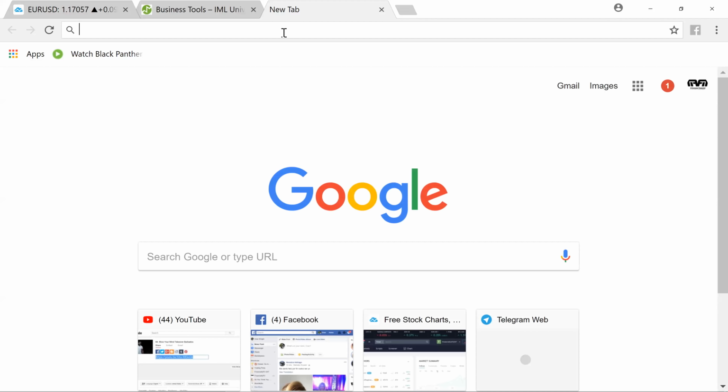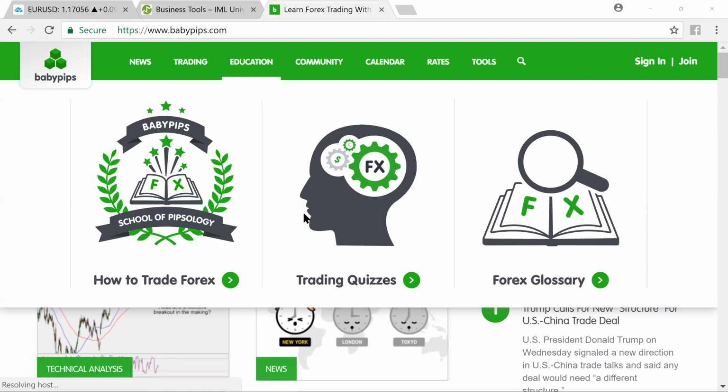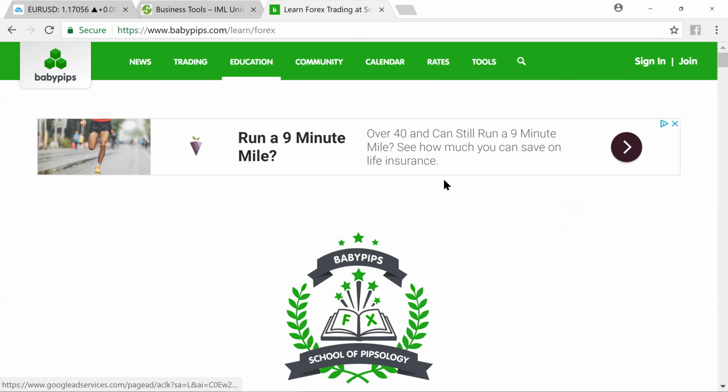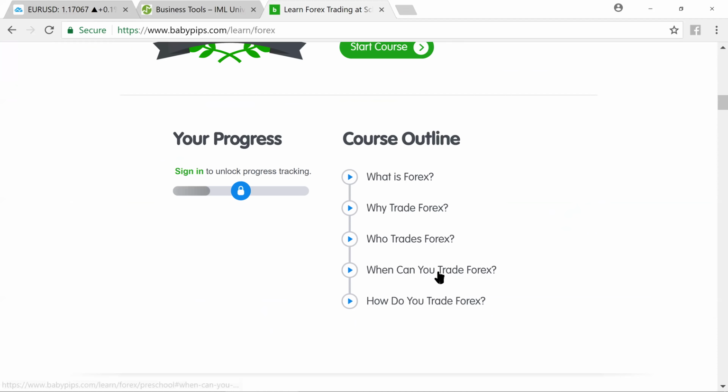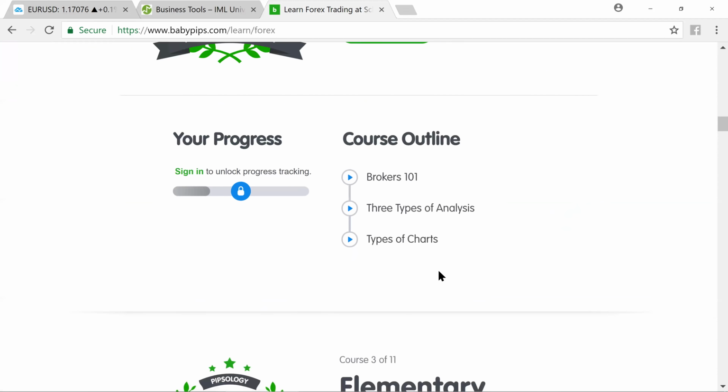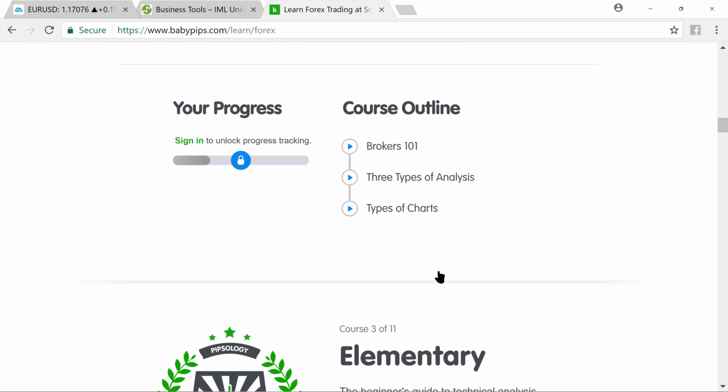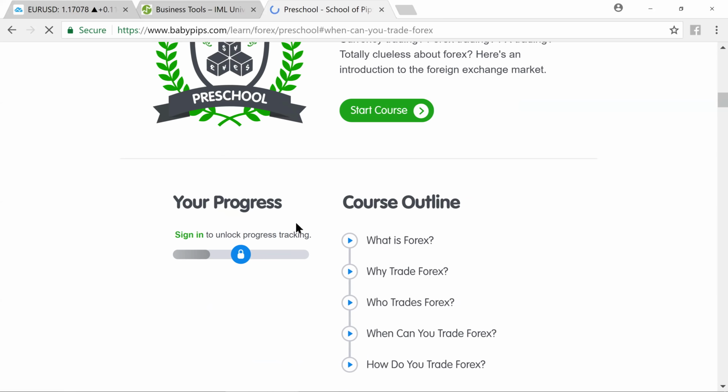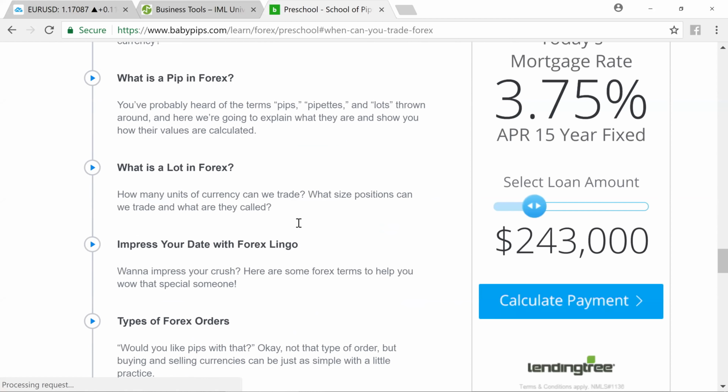If you go to Baby Pips, a lot of traders missed out on babypips.com. They missed out on it. Don't miss out on this free education. I remember when I first got started trading, someone tried to sell me Baby Pips for $300. Okay, when can you trade the Forex market? There you go. And that's actually the first lesson. When can you trade the Forex market? And in Baby Pips, they actually have a graph.